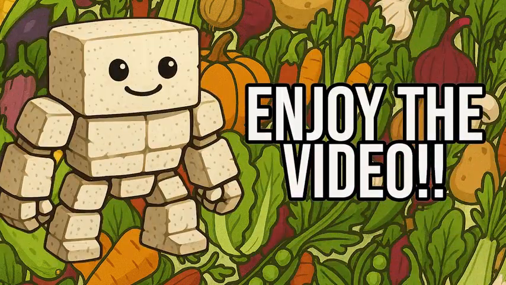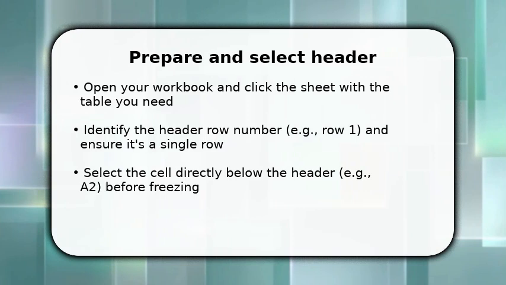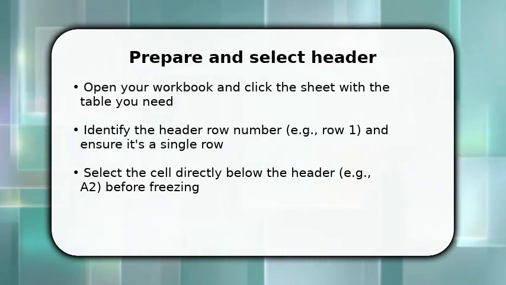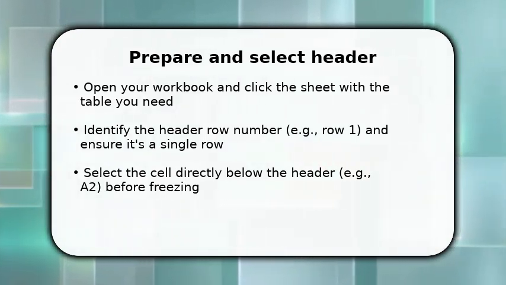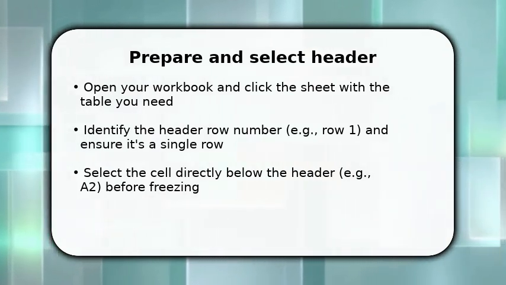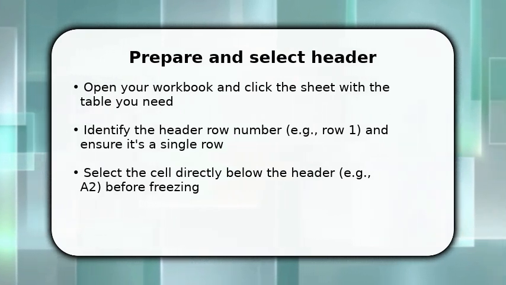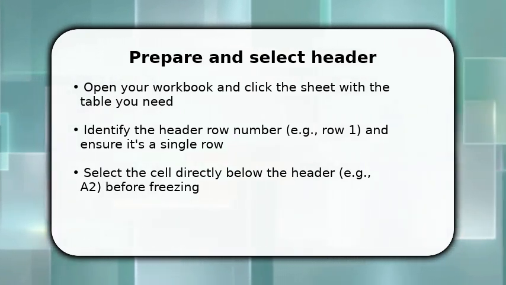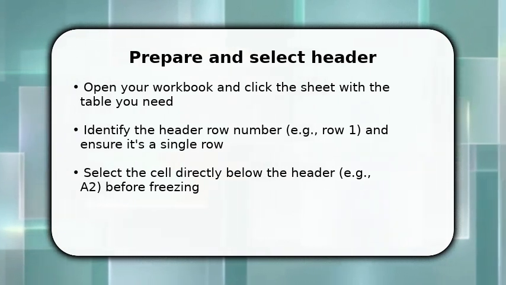Please enjoy the video. You're going to lock the header so it stays visible as you scroll. First, confirm which row is the header and remove any extra blank rows above it. Once done, click the cell immediately under that header row, for example A2 if your header is row 1, because Excel freezes everything above the active cell.